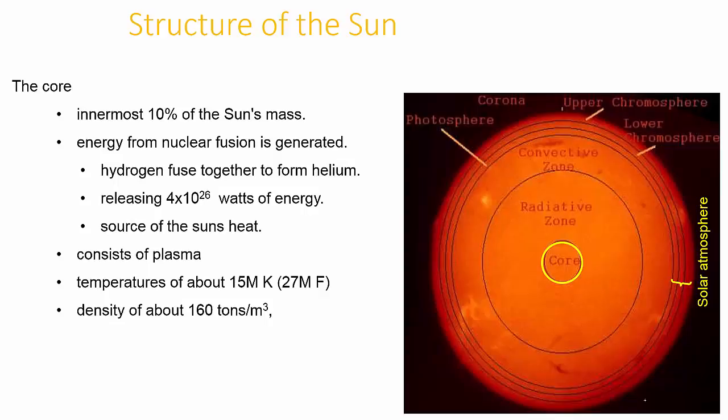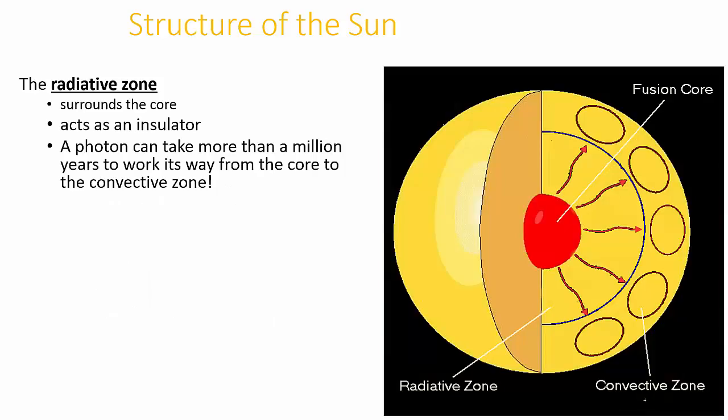Okay, so just outside of the core is the radiative zone. This basically just surrounds the core, insulates the core, and it lets heat slowly escape from the core to the convection zone. Now, it could take, they think, 1,000,000 years to go from one to the next.